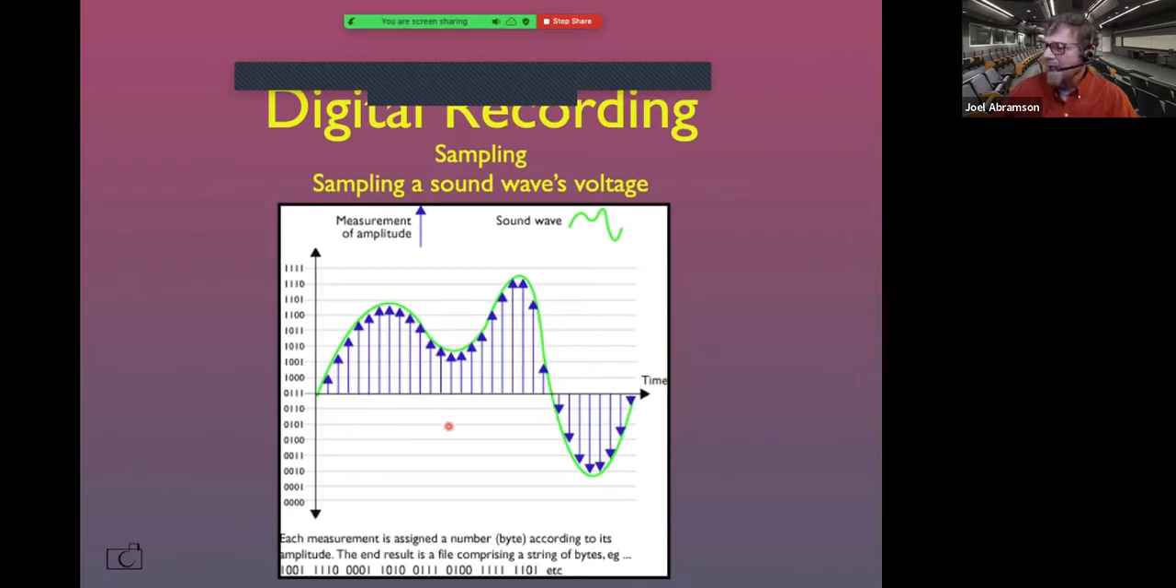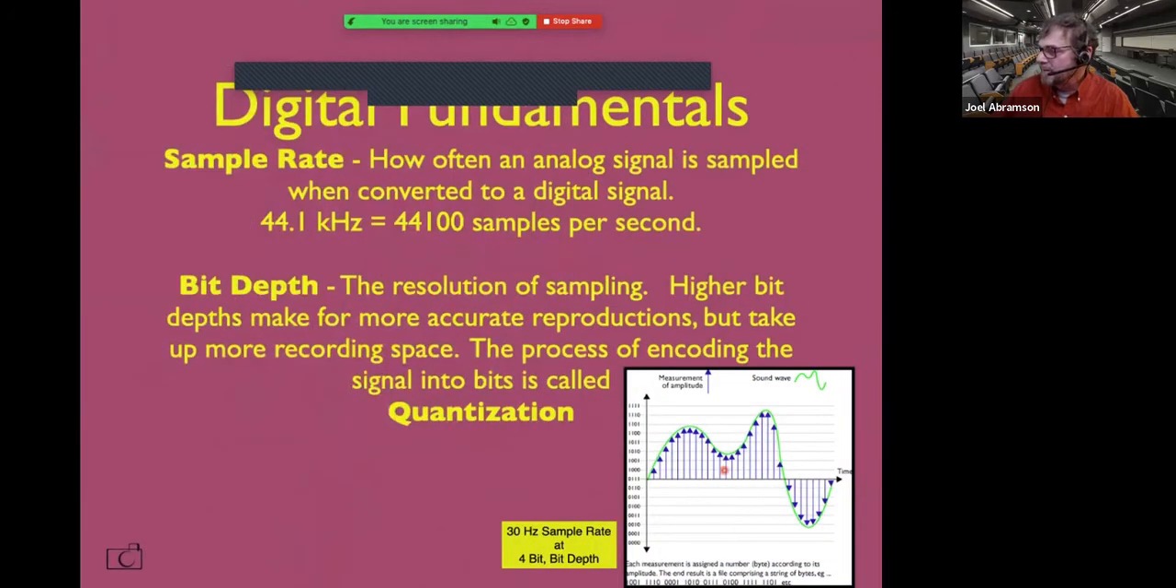All right. So we'll take this little graph here, and I counted them. There are 30 little arrows here. So that's a 30 hertz sample, because let's assume that the time that happened here is 1 second. If it's 1 second, then this is a 30 hertz sample because there are 30 little arrows here. How do we get a 4-bit depth? Well, there are 4 bits of information in each one of these, so it's a 4-bit depth.